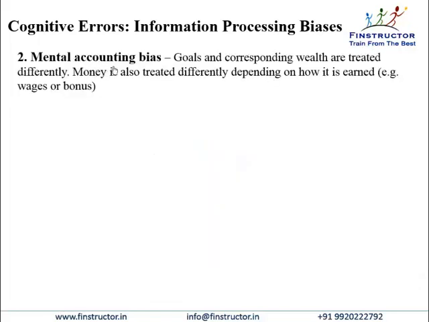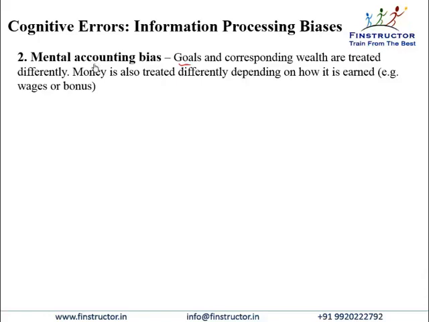A very popular information processing bias is the mental accounting bias. So in this bias, portfolios are not analyzed cohesively or in an integrated way like traditional finance does. So goals are segregated: children's education, buying a house, planning for retirement. So goals are segregated and different portfolios are made to meet each goal. That is, corresponding wealth is also segregated.